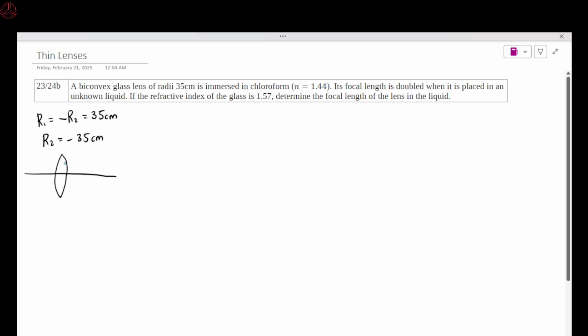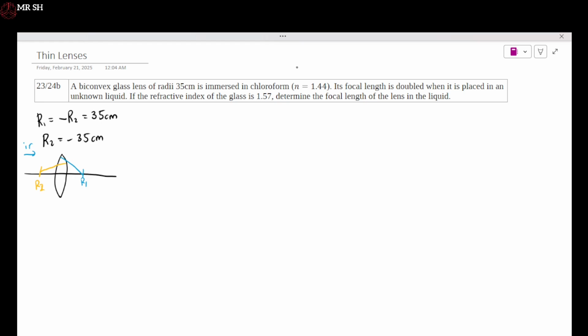Alright, so if my incident ray is from the left, I have the first surface R1 to have its radius center point behind the lens, and then I will have the radius or center of curvature of the second surface in front of the lens, R2. So just from that picture alone, I can know that one of the values is going to be positive and the other value is going to be negative.